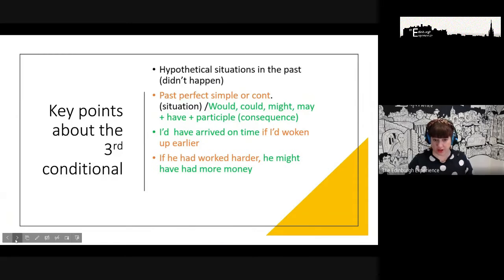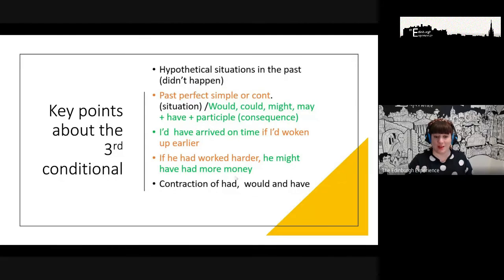Or if he'd worked harder, he might have had more money. Now, if you did our third conditional class, you'll remember that the pronunciation for the third conditional is really challenging, and a great one to try if you want to work on your pronunciation, because we have so many things that we have to contract.